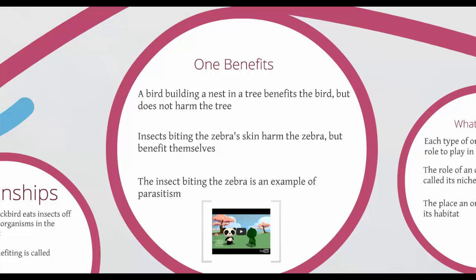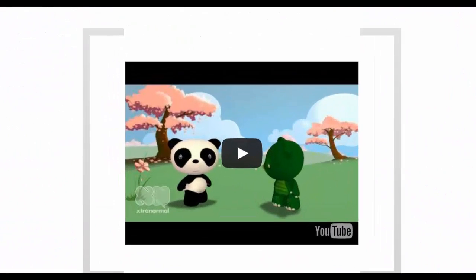The other type of relationship would be where one organism benefits but the other does not. And this would be if we go back to the ticks. Those insects biting the zebra's skin, those ticks, that harms the zebra. Getting bit by something hurts. But it benefits the ticks because they get the blood and they get the nutrients from the zebra's blood. So an insect biting the zebra's skin harms the zebra, but it benefits themselves. And this relationship is called parasitism, where the insect biting the zebra benefits, but the zebra gets harmed. It does not like that.